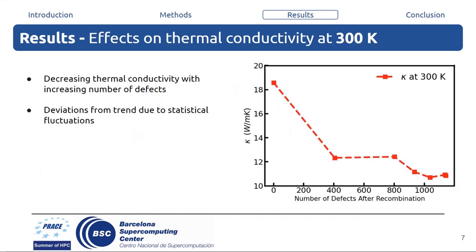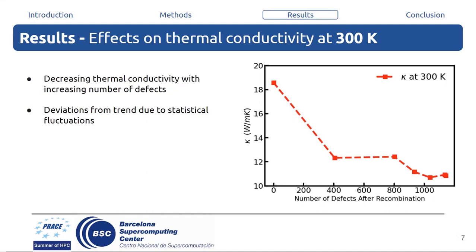To better quantify this behavior, we analyze the trend in thermal conductivity with respect to the overall damage of the system as measured by the final number of defects. As can be seen, an increase in the number of defects comes with a decrease in thermal conductivity. We also observed some deviations from the main trend, possibly due to the statistical nature of the simulations.